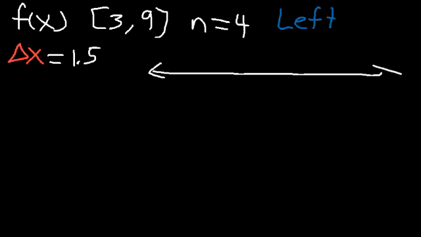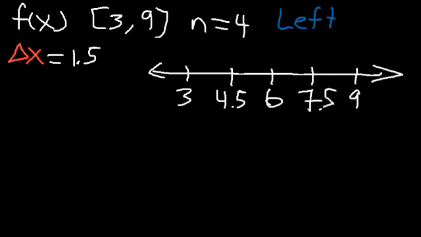So now let's create an interval from 3 to 9. So n is 4, which means we're going to have 4 intervals, or 5 points. To find the next point, let's add 1.5 to 3. That's going to be 4.5. To find the next point, add 1.5 to 4.5, which is 6. 6 plus 1.5 is 7.5. Now, since we want the left endpoints, we want the first 4 points on the left.